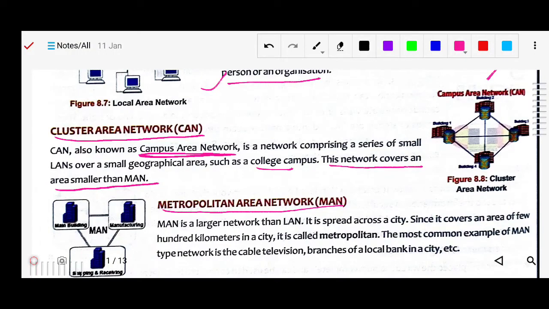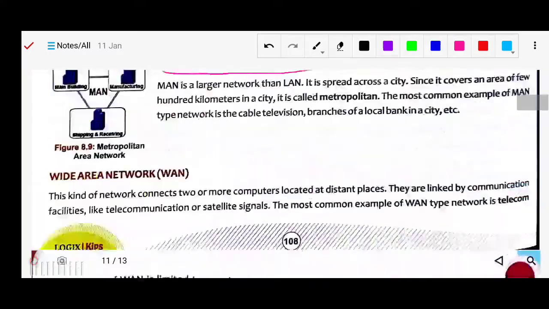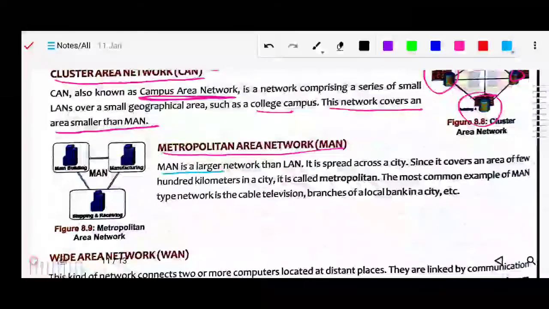In this case, the campus of your college can be distributed. You can see the diagram, like building 1, building 2, building 3, building 4. In a college or a hostel there are so many buildings, and among all these buildings the networks are there. These networks can be considered a cluster area network or campus area network. Next is your metropolitan area network, which is your MAN. MAN is a larger area network than LAN.